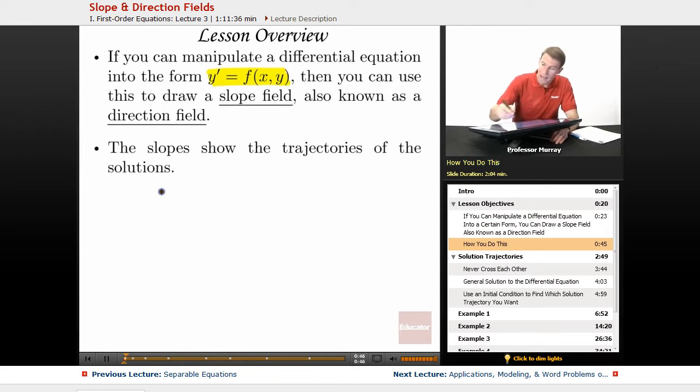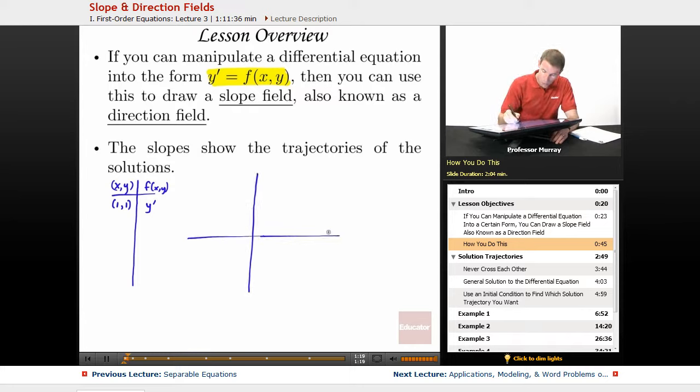The way you do that is you take different points x and y, and at each point, for example, you might plug in x equals 1 and y equals 1. You plug those values of x and y into the function right here, the f of x, y, and it'll spit out a slope for you. It'll spit out a y prime. And so what you would do is go over to the point 1, 1 here, and draw a little mark indicating the slope at that point.